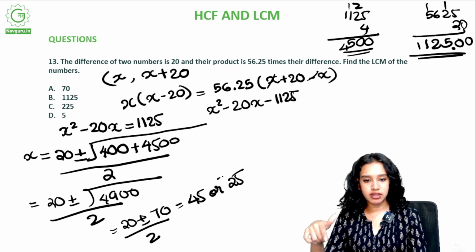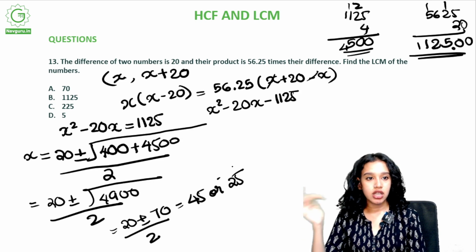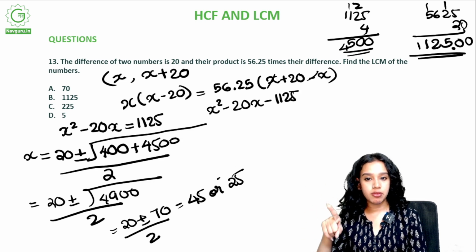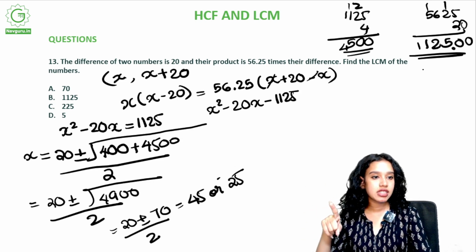That is minus 25 actually. X minus 25 it is. So find the LCM of these numbers. So we have to find the LCM of 45 and 25.